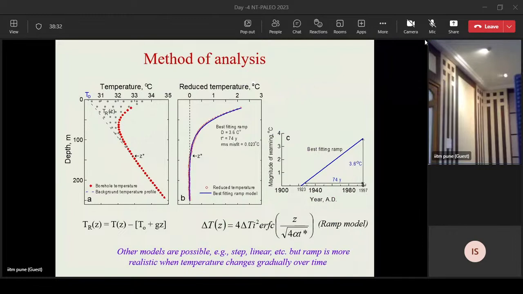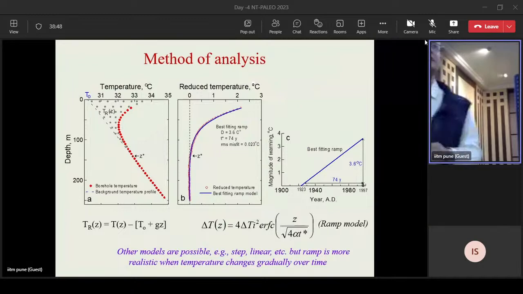Okay, and then you can use different models to fit this anomalous signature. For example, the most commonly, if you don't have any information about that area, you can use a ramp model. That means the temperature has gradually, systematically increased over a period of time or decreased over a period of time in the past. So if you use the ramp model, and that involves the complementary error function, those who have studied mathematics or physics may identify this.